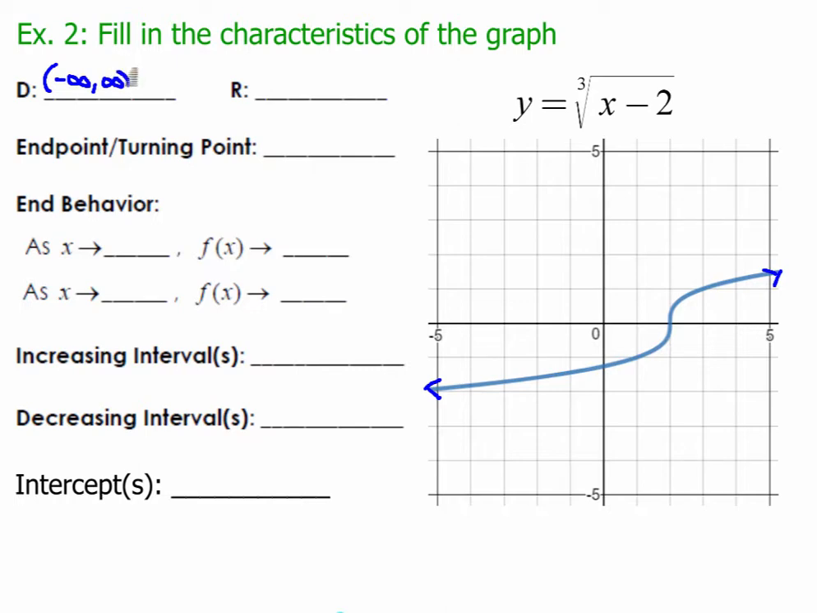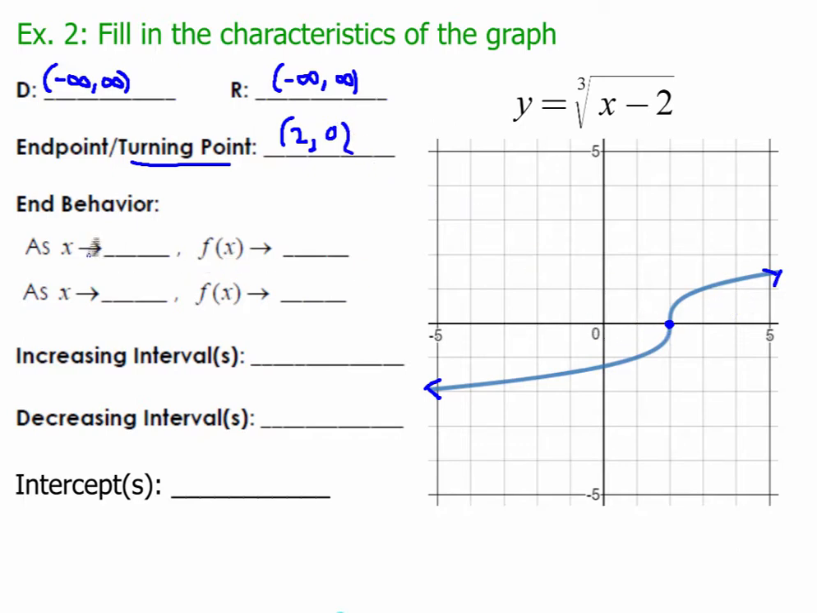For my range, well, this side is pointing down, this side is pointing up, and they go on forever. So my range is also negative infinity to infinity. For my endpoint or turning point, this has a turning point, and that turning point is right there. And that point is 2, 0. So we can just see where it turns from facing up to facing down.